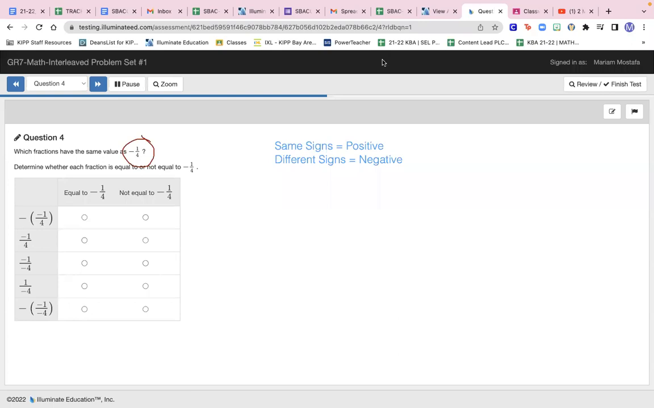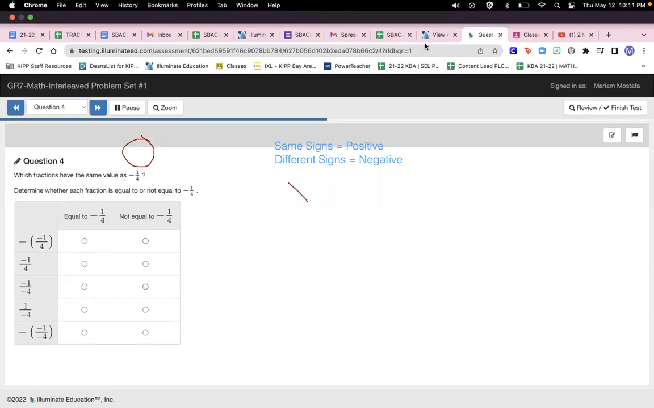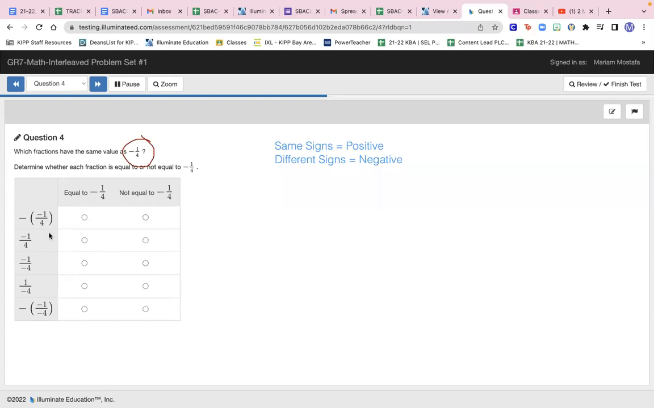Okay, so what I'm going to do is look at each one. And what it says is determine whether each fraction is either equal to -1/4 or not equal to -1/4. If it's not equal to -1/4, what that means is just a positive 1/4.